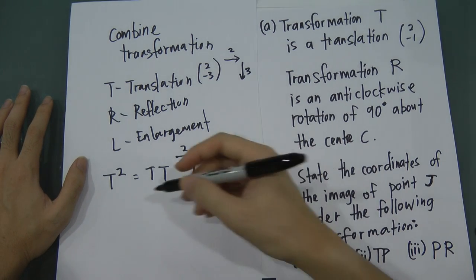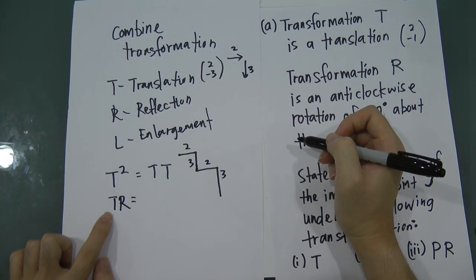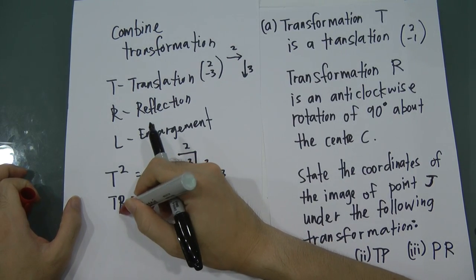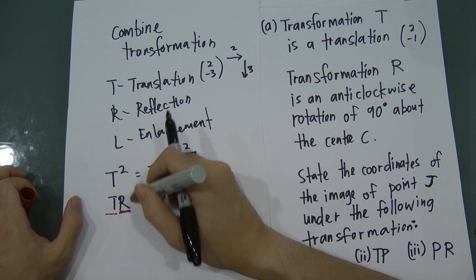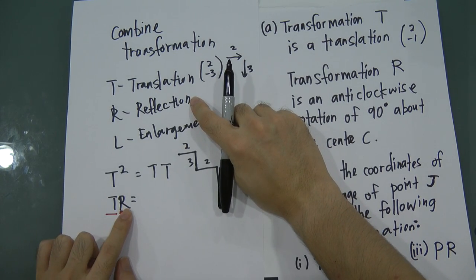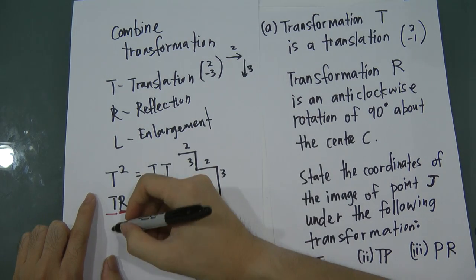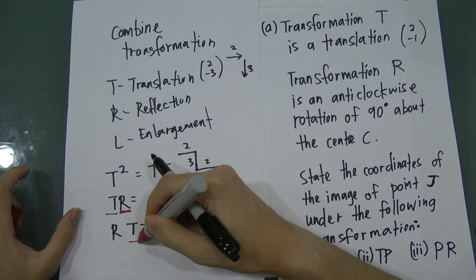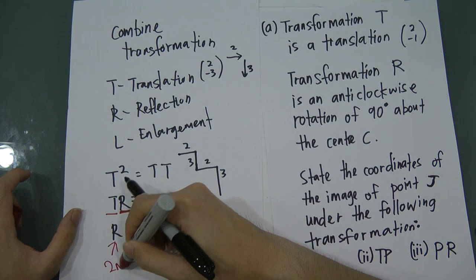Okay, but sometimes you will have something like TR in your exam. When you get something like TR, remember this: always perform the transformation at the back first. If this is the first one and this is the second one, always perform the second one first. That means you have to do the reflection first, and after reflection, only then do the translation. If you get RT, it means you have to perform translation first, then reflection.